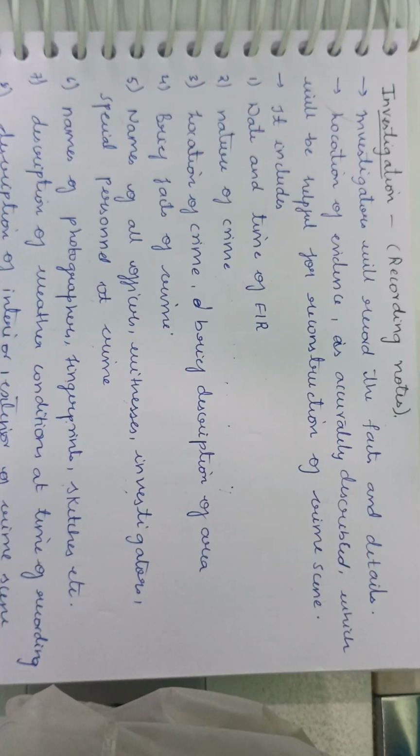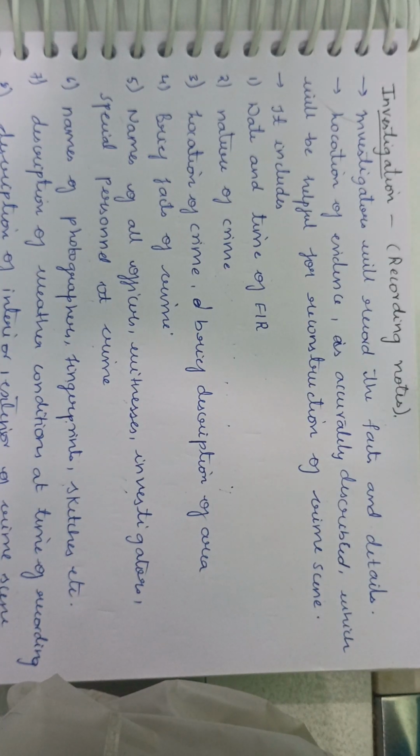Okay, then. Now we just see the investigation process. In an investigation process, the first one is recording notes, which is the most important, and this has to be maintained for each and every crime. Here the investigators will record the facts and details of the crime, near the crime scene itself.